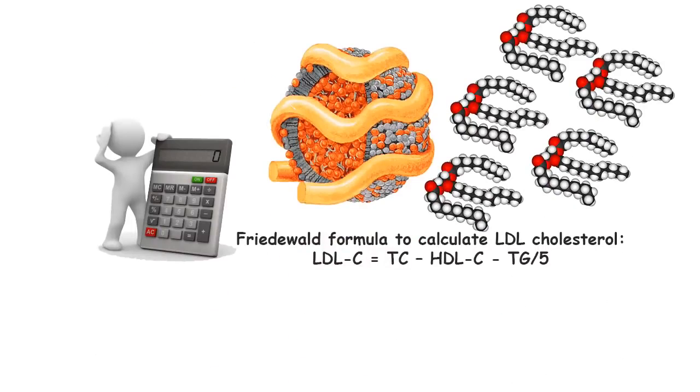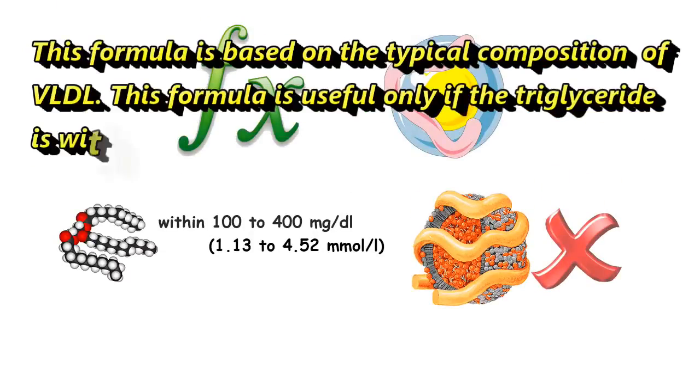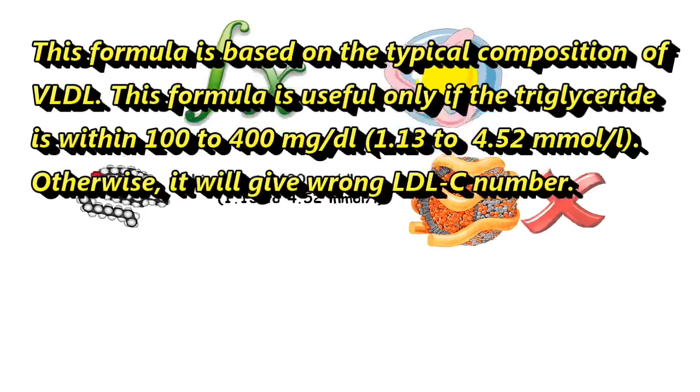Friedewald formula to calculate LDL cholesterol. LDLC is equal to TC minus HDLC minus TG divided by 5. This formula is based on a typical composition of VLDL. This formula is useful only if the triglyceride is within 100 to 400 milligrams per deciliter. Otherwise, it will give wrong LDLC number.